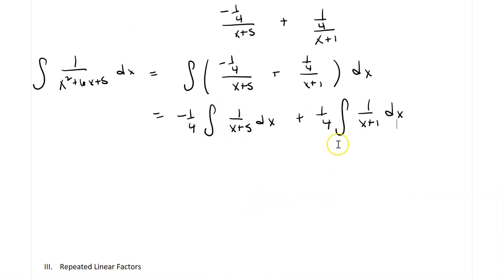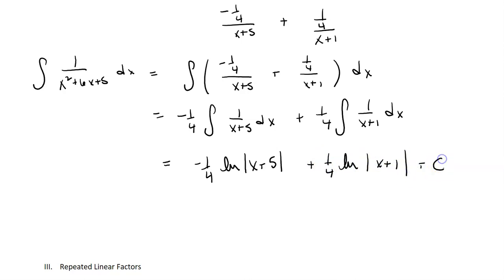U equals x plus 5, so u prime is 1. U equals x plus 1, so u prime is 1. So this one is just negative 1/4 times the natural log of the absolute value of x plus 5 plus 1/4 times the natural log of the absolute value of x plus 1, all plus c. And there's nothing wrong with this answer. This is perfectly valid.